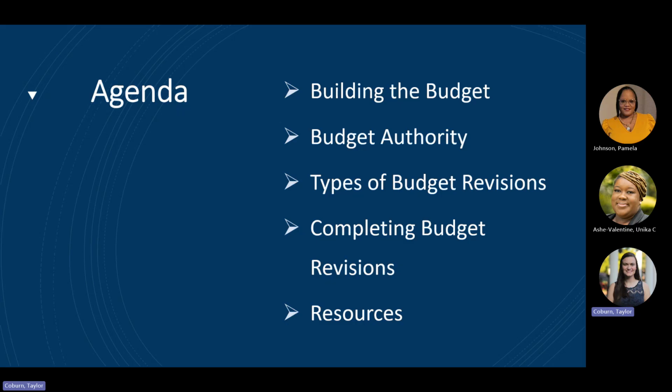This training does act as a part 1. Later this year, we will host the second part of this training, which will include information on reporting and budgeting for new grant awards, budget deviations, IT projects, reports, and other topics.